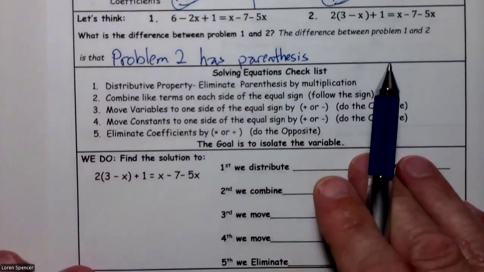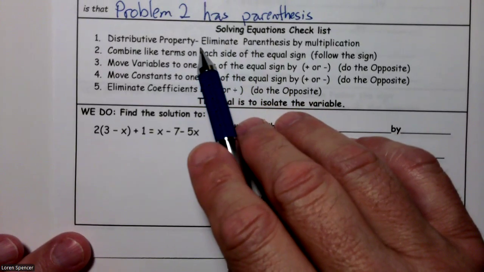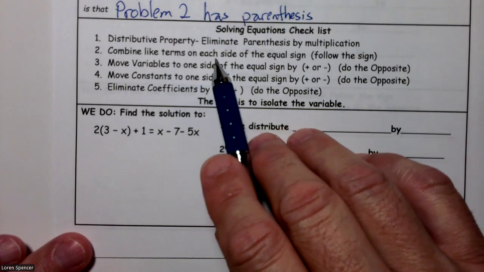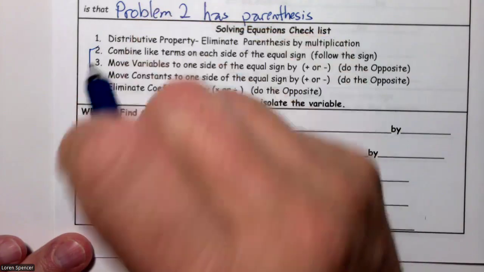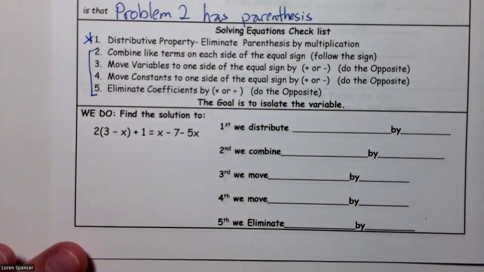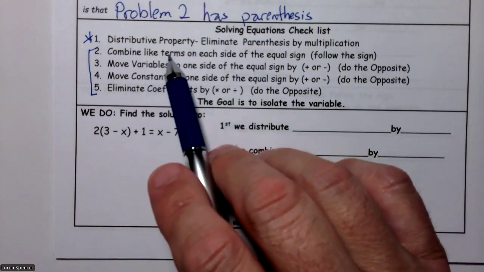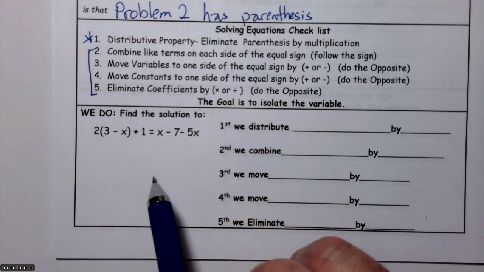So let's look at our solving equations checklist. First step, distributive property, which is eliminate parentheses. Next step, combine like terms, move variables. By the way, we've done all of this. We did that all in our warm-up. So what we're adding today is distributive property. That's what's new. All right. And on day 1 of class, we introduced the concept of distributive property. Now we're actually going to use it.